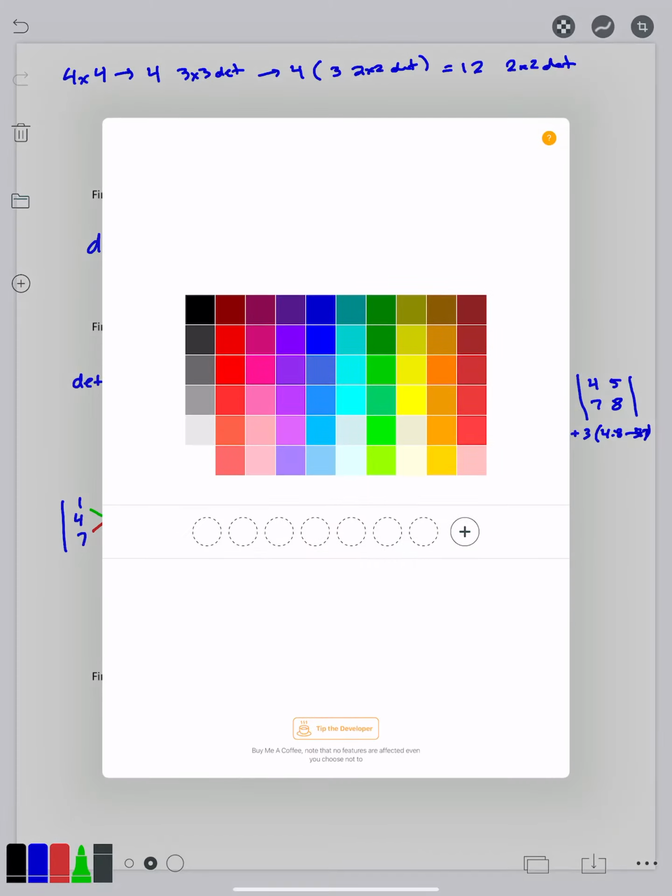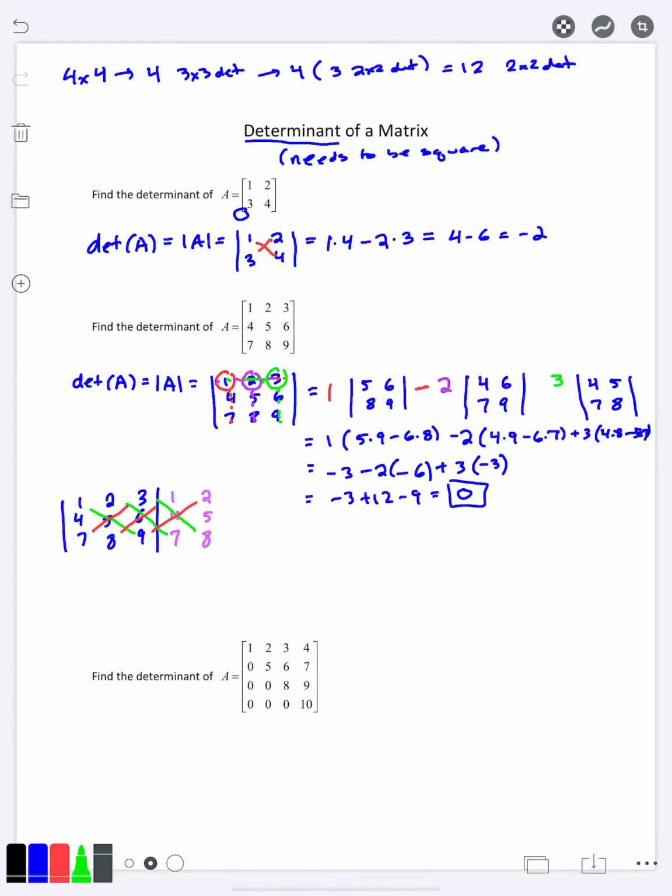And all of these green ones, you are going to multiply, so 1 times 5 times 9, and 2 times 6 times 7, and 3 times 4 times 8. And all of these are going to be pluses. And then all the red ones, 3 times 5 times 7, 1 times 6 times 8, and 2 times 4 times 9, they're all going to be minuses.